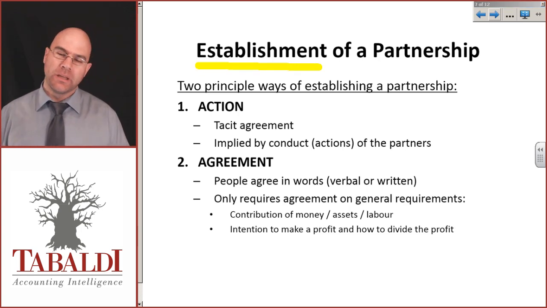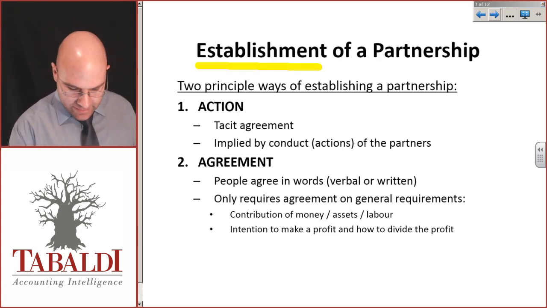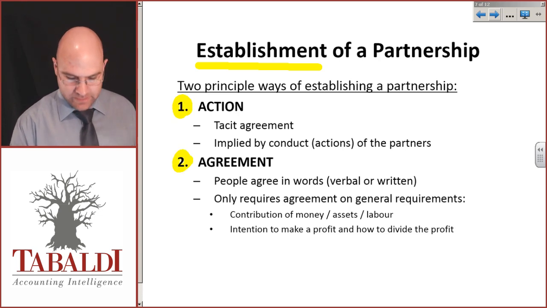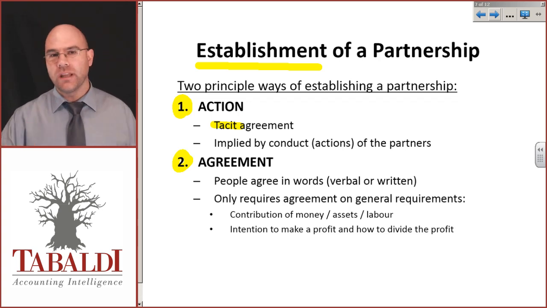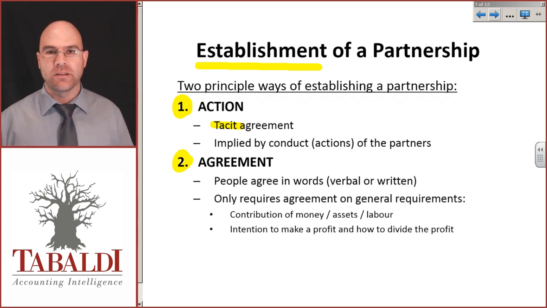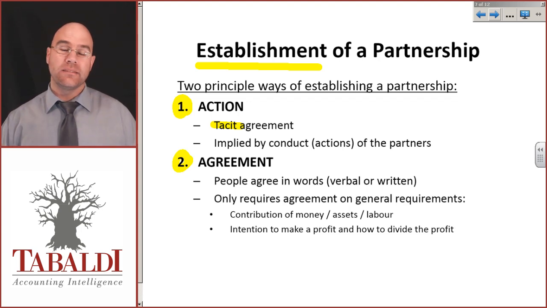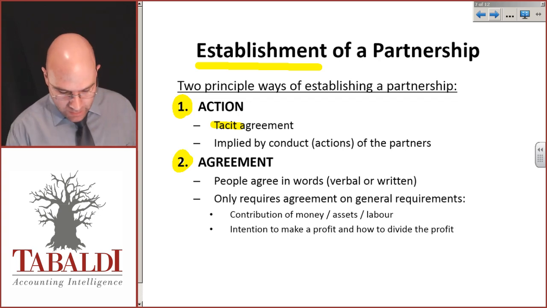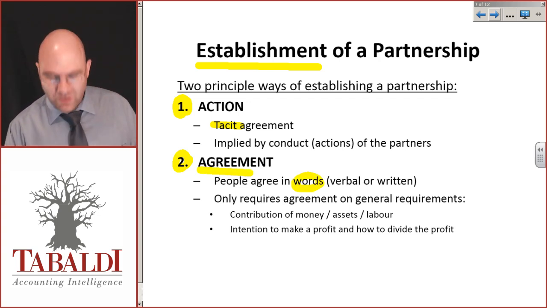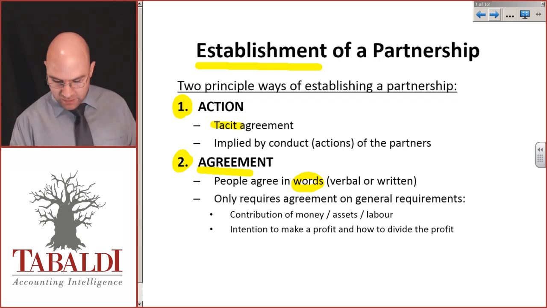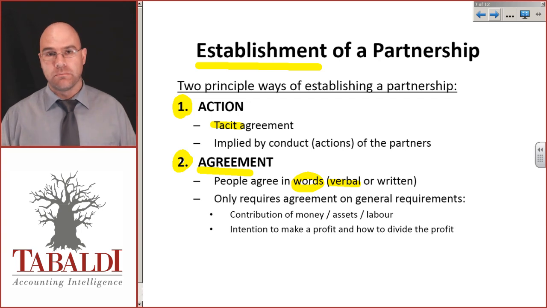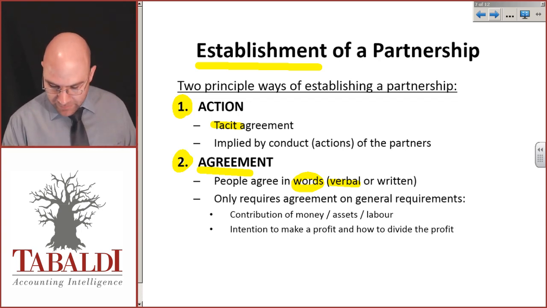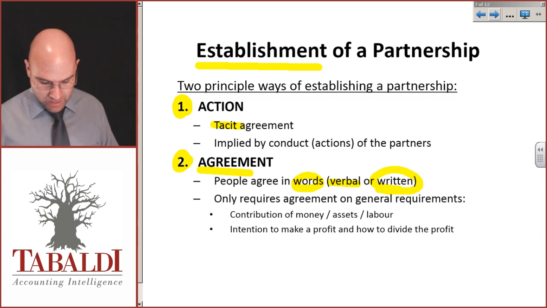Establishment of a partnership can be done in one of two ways, either by action or by agreement. Action just means that there's a tacit agreement, okay? Our conduct, myself and my business partner, act in a certain way that makes it a reasonable assumption that we're in business partnership together. Agreement, well, here we just have an agreement in words, right? It could be verbal, a discussion in which we agree orally to partner as business partners. Preferably, it should be in a written agreement, right?